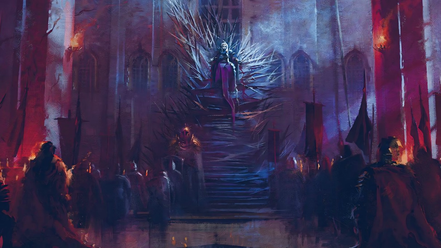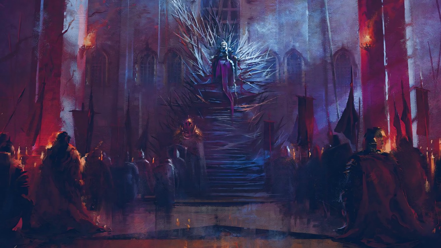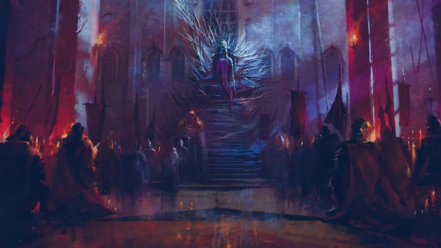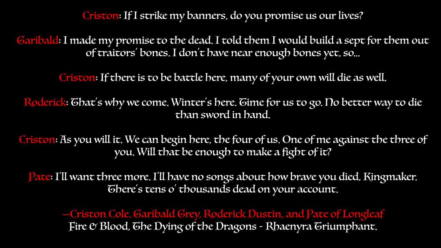If I strike my banners, do you promise us our lives? I made my promise to the dead. I told them I would build a set for them out of traitors' bones. I don't have near enough bones yet, so if there's to be battle here, many of your own will die as well. That's why we come. Winter's here. Time for us to go. No better way to die than with a sword in hand. As you will it, we can begin here. The four of us, one of me against three of you. Will that be enough to make a fight of it? I want three more. I'll have no songs about how brave you died, Kingmaker. There's tens of thousands of dead on your account.